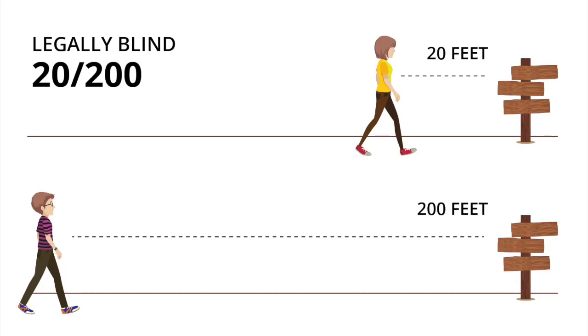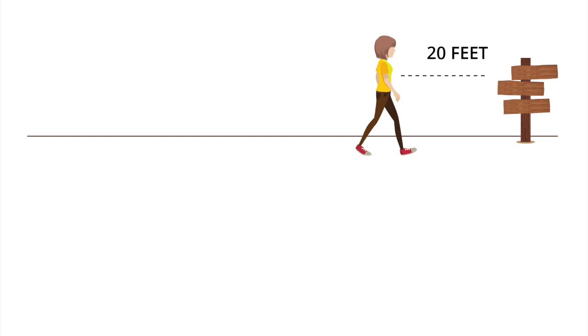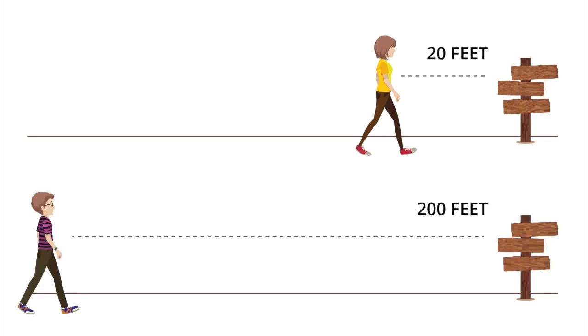A visual acuity of 20/200 means if an average or fully sighted person can see an object from 20 feet away, they can see the same object from 200 feet away. The last section of the spectrum is total blindness. This is a small amount of people who can't see anything at all, and they don't often have any light perception. This means that the majority of people who are blind have some but limited vision.